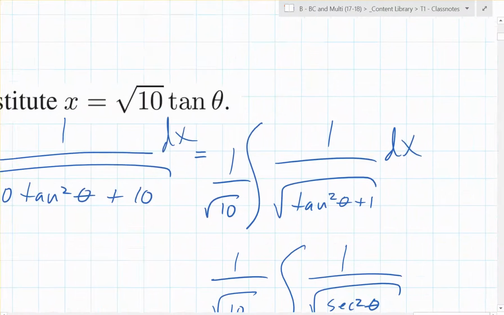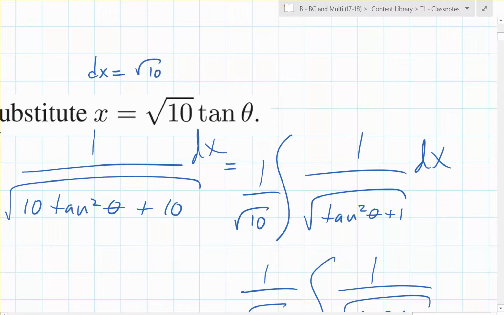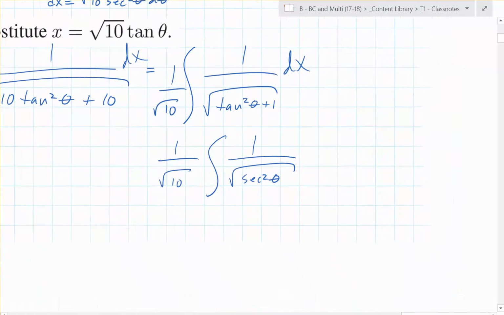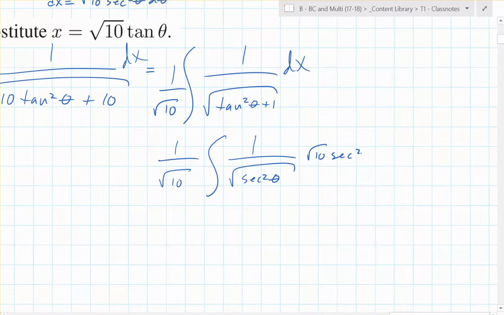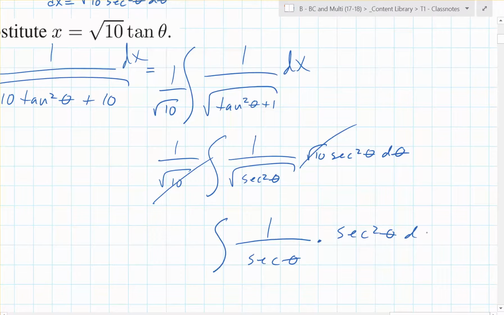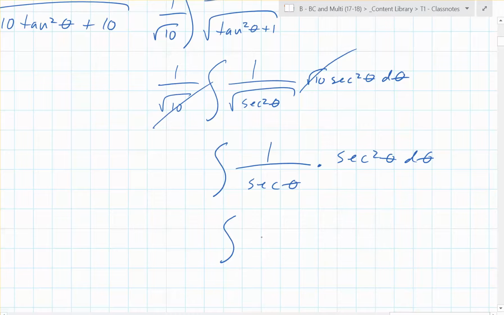And instead of dx, what does dx equal? The square root of 10 times what? What's the derivative of tangent? I know it's Saturday morning and you're secant squared theta d theta. So where's that going? Right over here. Square root of 10 secant squared theta d theta, like this. So what cancels? And then you end up with integral of 1 over secant, not secant squared anymore, right? It's just secant theta times secant squared theta d theta. So what do you end up with? Secant theta d theta.